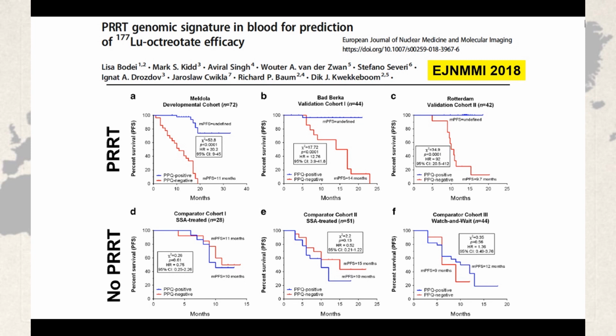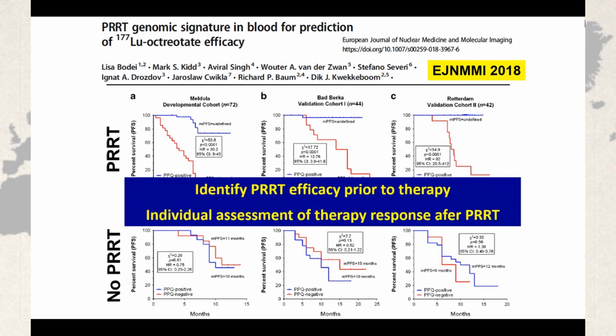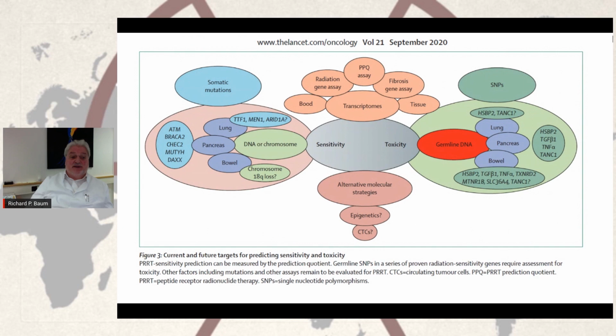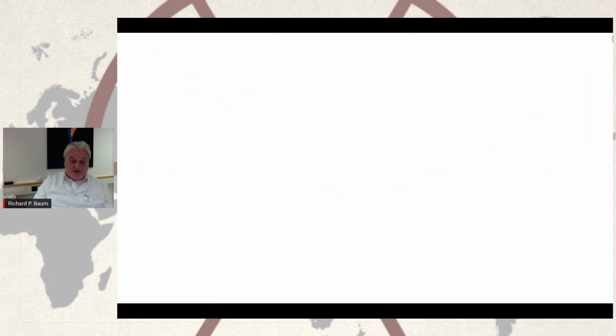And we found out that this test can really predict the efficacy prior to therapy and individually assess the therapy response after PRRT. So this is, I think, what you need to deal with in the next months and years, that we are more looking at mutations, somatic mutations, as well as germline DNA changes to really select the best patients for PRRT, in addition to what we know from the molecular imaging field.